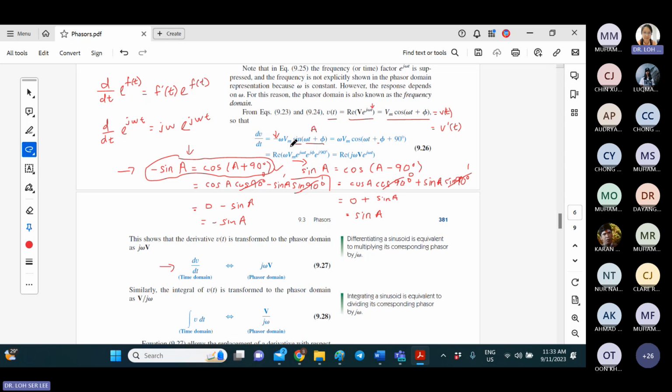So these two, you still have these two things in front of the function. No changes for VM. But the negative sine A, we will change into cos A plus 90. That's why we have cos A plus 90. Got it? Okay.